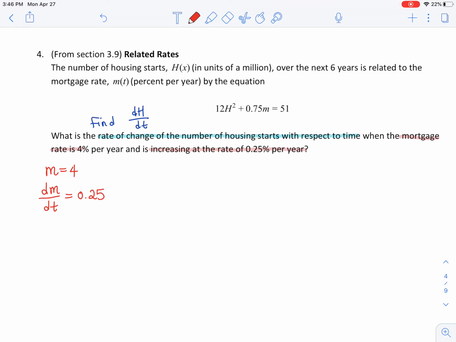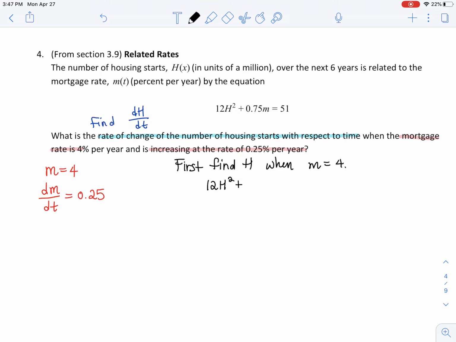All right. Now, how many things do I have labeled so far? The red things, M and dM/dt, right? I need to find dH/dt. I don't know what H is. So is there a way for us to find what H is? Yeah, of course, we got an equation that relates M and H. So what I'm going to do is first find H when M equals 4%. Okay, M equals 4. The mortgage rate is 4. If the mortgage rate is 4, what is the number of housing starts?